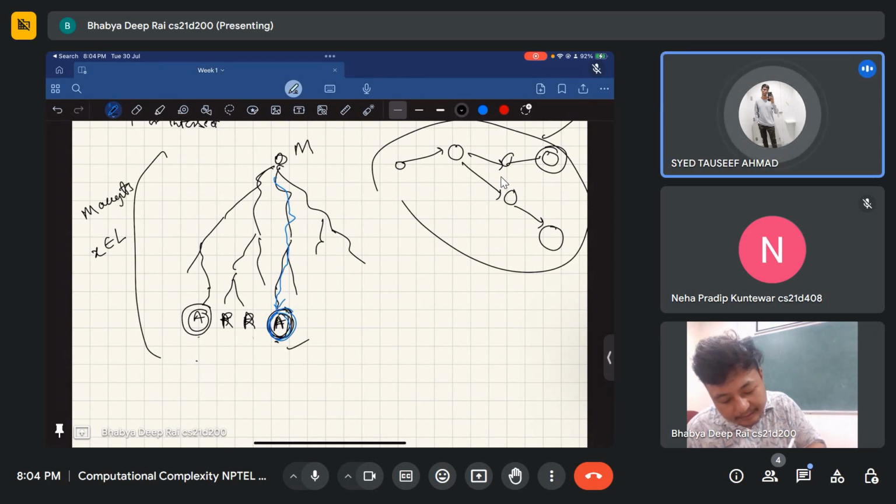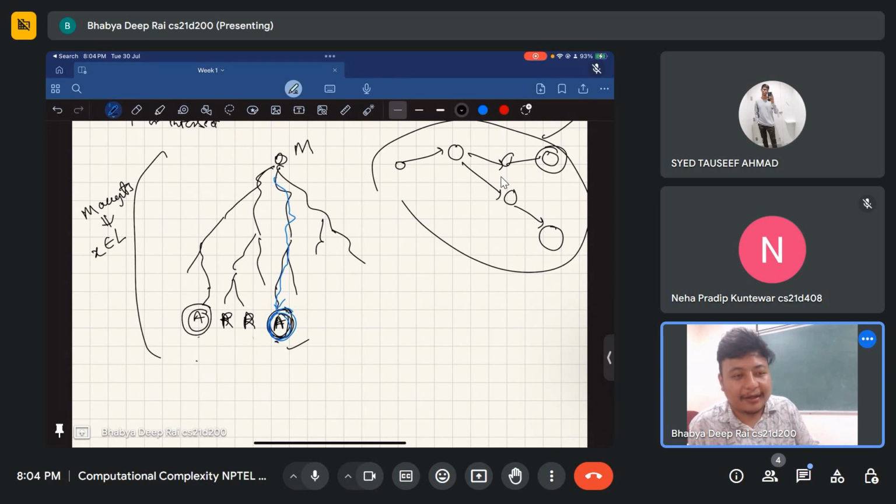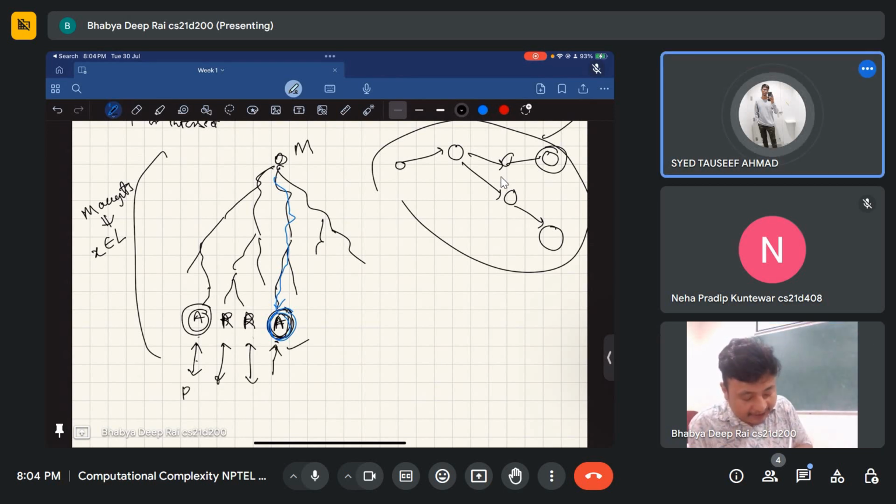X belongs to L. Right. X belongs to the language, whatever M is deciding, M is computing. Now, what am I doing? I'm trying to come up with an algorithm for the complement of that language, L bar. And how did I do it? By flipping. If it was accept, I did reject. If it was reject, it will change into accept.